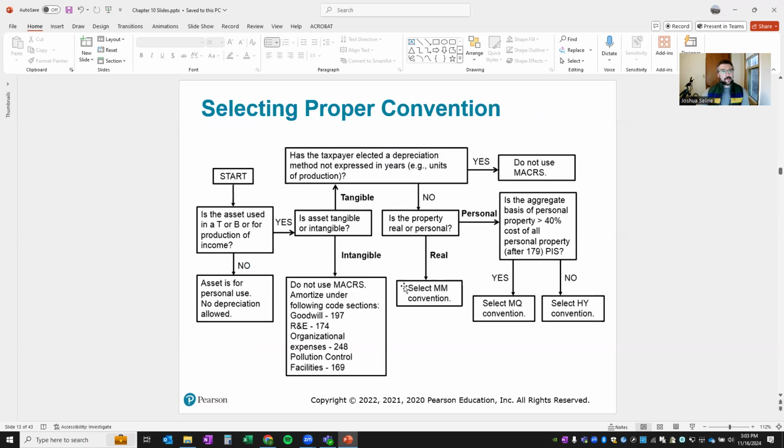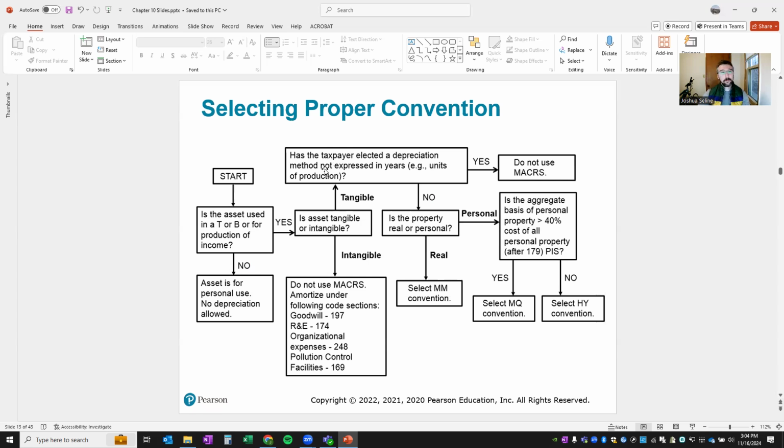I'm not going to go over all this, but we'll go through one instance. Also, I would print this slide out. So let's say that we purchase a $40,000 vehicle, and it's for a business. So, okay, here we start. Is the asset used in trade or business or for production of income? It is. Is the asset tangible or intangible? It's a vehicle, so it's tangible.